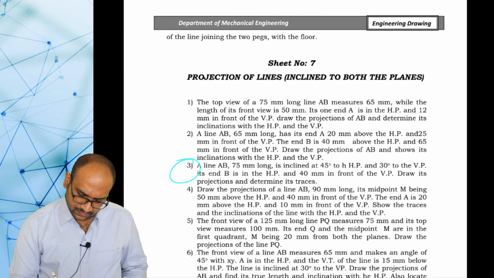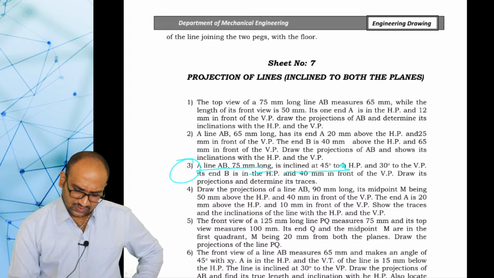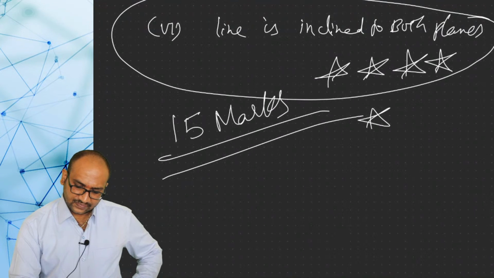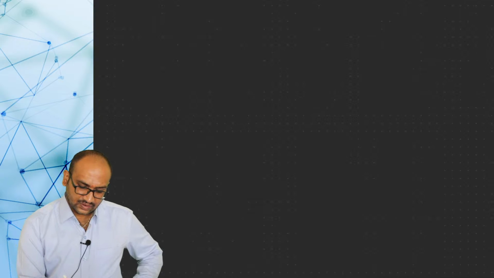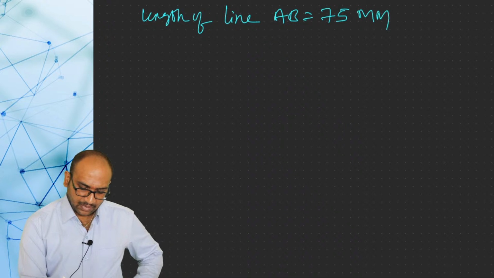See this problem. A line AB is 75 mm long, is inclined at 45 degrees to HP, and 30 degrees to VP. Its end B is in the HP and 40 mm in front of VP. Draw the projections. So here the length of the line AB is equal to 75 mm.